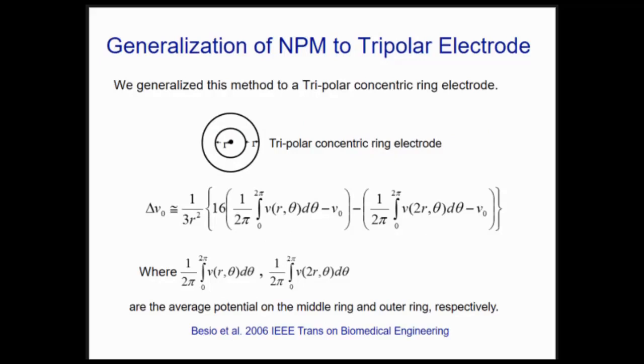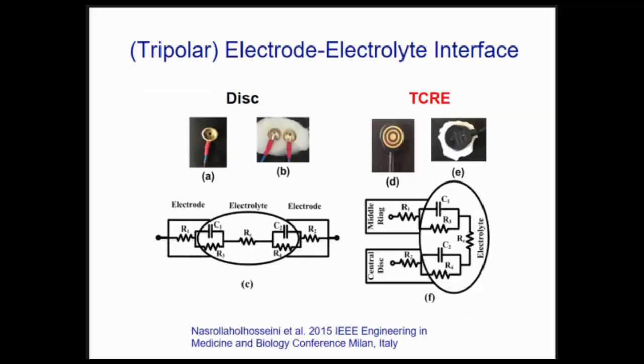And so if you rotate those around, you end up with two rings and a disc. And doing that Taylor series expansion, we found after canceling terms, it's 16 times the middle ring minus disc minus the outer ring minus disc. So it's a weighted sum where this inner part is weighted 16 times what it is.